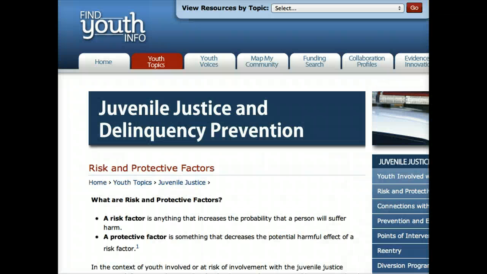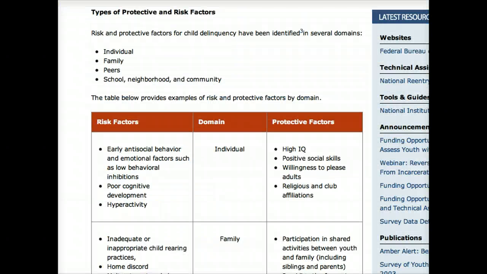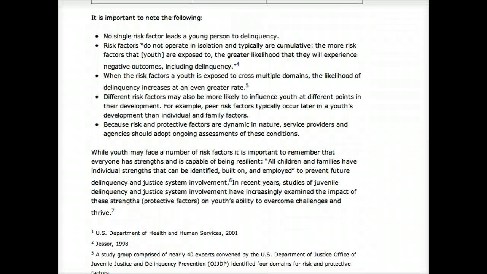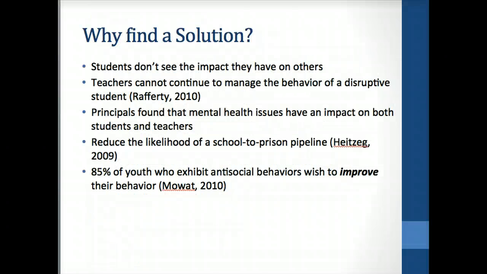Find Youth Info is comprised of federal representatives promoting the importance of healthy youths. This website shared that individual, family, peer, and school and community factors act as both protective and risk factors for antisocial behaviour, and that no one risk factor leads to delinquency. As we have witnessed so far, the importance of finding a solution to enhance students' self-regulation cannot be underestimated. Students often don't see how their behaviour impacts others.